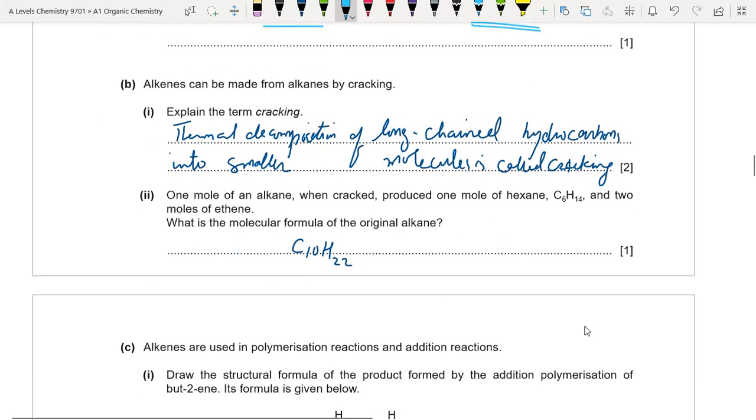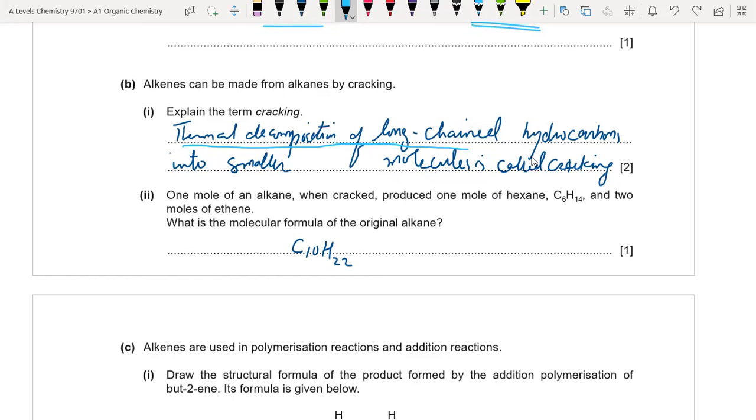Part B, alkenes can be made from alkanes by cracking. Define the term cracking. What is cracking? Cracking is actually the thermal decomposition of long chain hydrocarbons, or long chain molecules into smaller molecules. That's it.